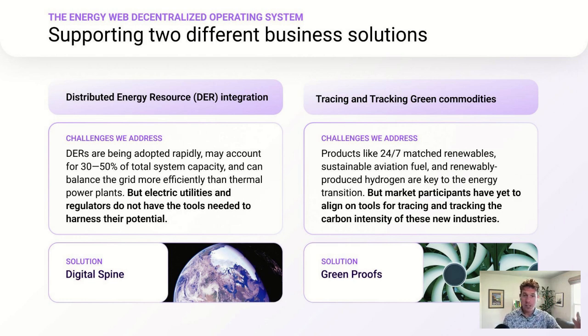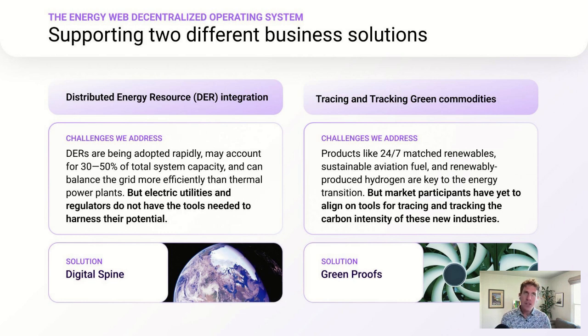Sustainable aviation fuel. So that's fuel coming from sustainable feedstocks instead of oil that is used to power airplanes. Or if we start talking about things like renewably produced hydrogen, all of these different commodities are very much key to decarbonizing various sectors of the global economy. But what's happening is that in each of these sectors, because these are relatively new supply chains, market participants have really yet to align on different tools and standards for tracing and tracking the carbon intensity of these different commodities. And so that's what Green Proofs is focused on.